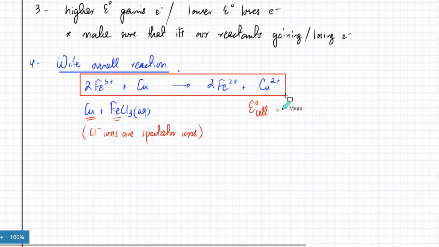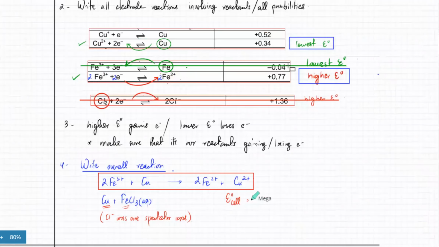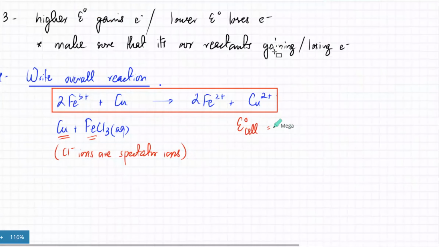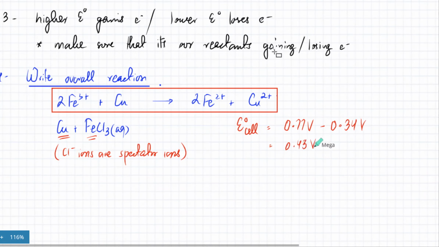The E naught cell is higher minus lower. It's going to be 0.77 minus 0.34. So subtract the two values. 0.77 volts minus 0.34 volts. And I think it's going to be 0.43. I'm not sure, but I guess it's 0.43 volts.